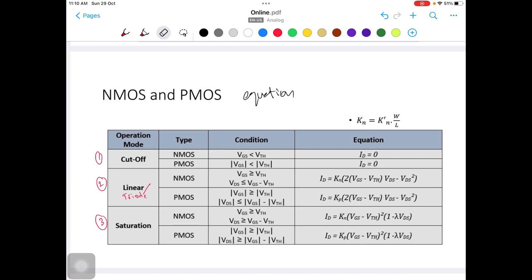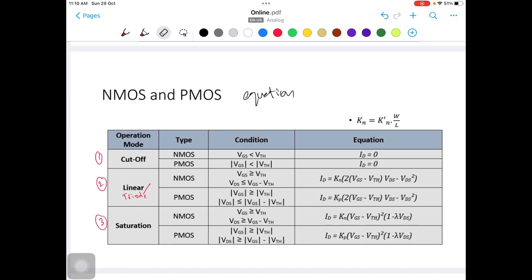So the equation used will be different between cutoff, linear, and saturation. During cutoff, we have two types, NMOS and PMOS. The same goes for linear, we have NMOS and PMOS. The same goes for saturation, we have NMOS and PMOS. So right now we'll be focusing on NMOS first.